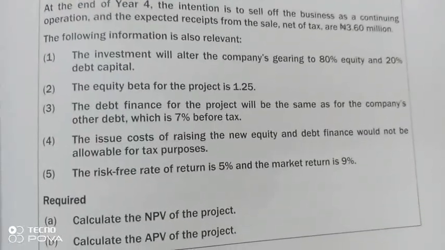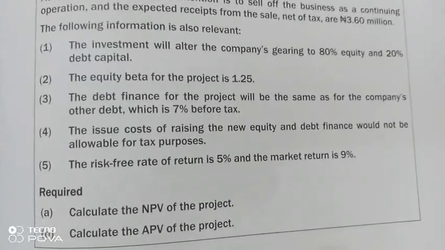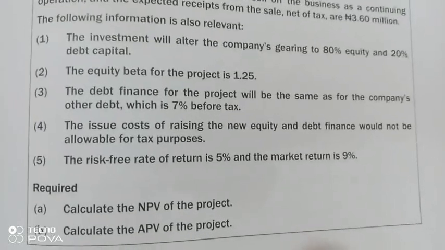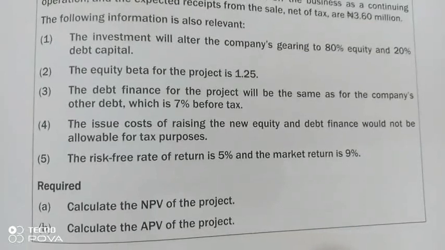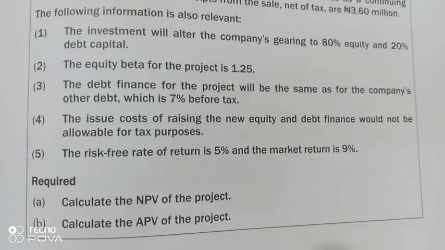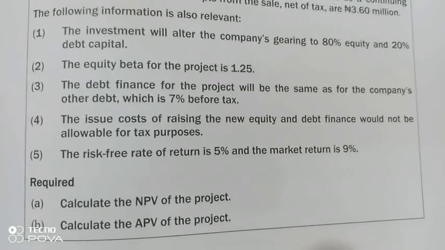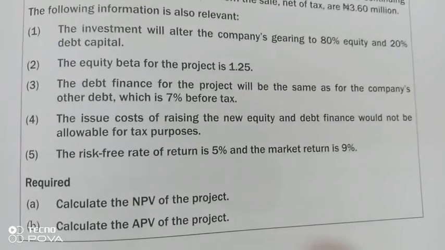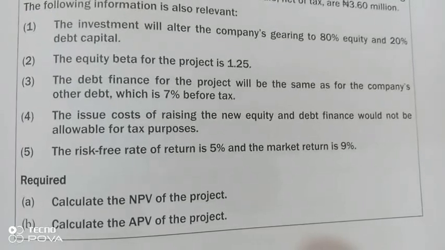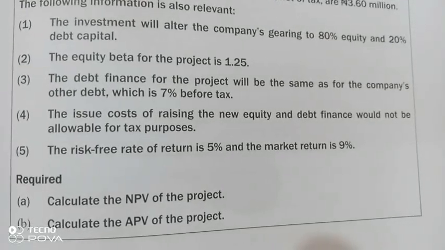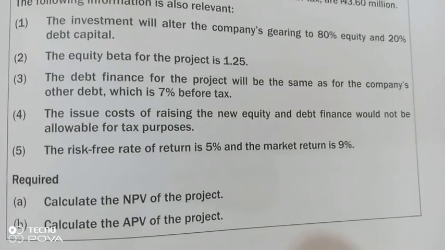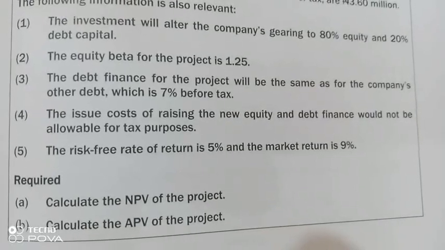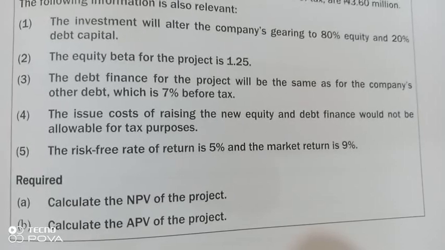The following information is also relevant. The investment will alter the company's gearing towards 80% equity and 20% debt. That is, after the project, their capital structure will change to 80-20. The equity beta for the project is 1.25. The debt finance for the project will be the same as the company's other debt, which is 7% before tax. The legal cost of raising the new equity and debt would not be allowed for tax purposes. The risk-free rate of return is 5%, and the market return is 9%. You are required to calculate one, the NPV of the project, and two, the APV of the project.